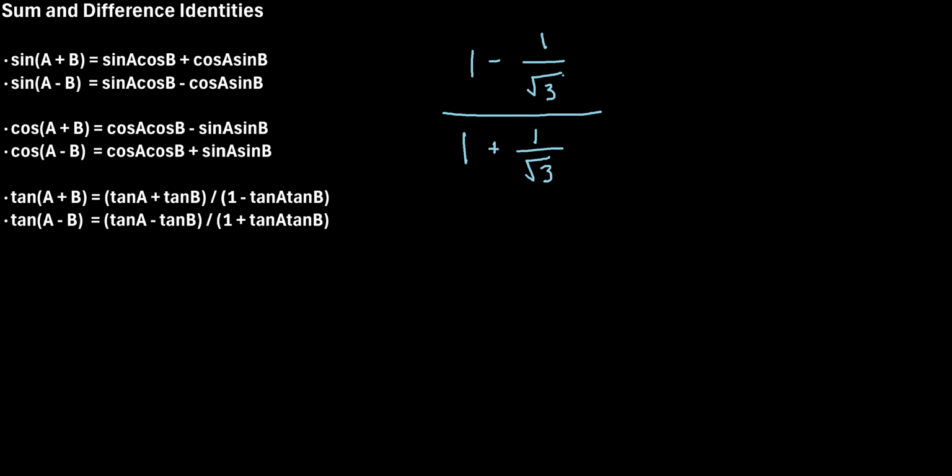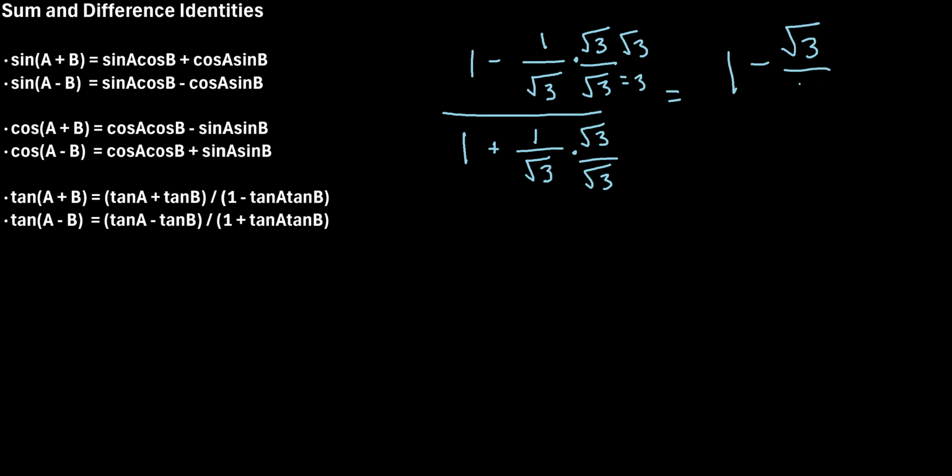So before we move on, it helps if we can rationalize the denominator of these fractions. So we do that by multiplying the numerator and the denominator both by root 3. So let's do that. And when we do that, the denominator, root 3 times root 3, just becomes 3. And the numerator becomes root 3. So this whole thing can be rewritten as 1 minus the square root of 3 over 3 over 1 plus the square root of 3 over 3.